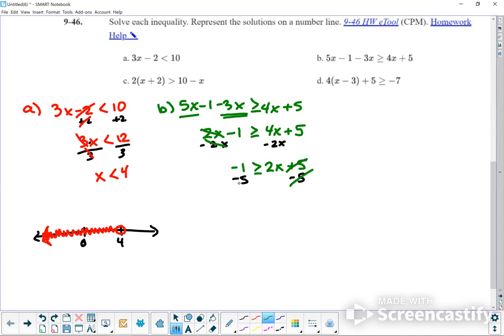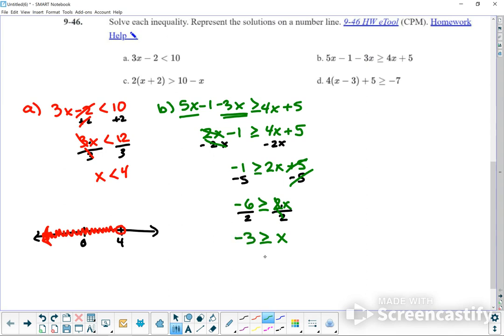Those cancel, and I will have negative 1 and minus 5 is negative 6. Use the calculator if you need help. Greater than or equal to 2x. Okay, now I'm going to get rid of that times 2 because the opposite of times 2 is division by 2. And those 2's are going to cancel. Now we get x. Copy that. And then negative 6 divided by 2 is negative 3.